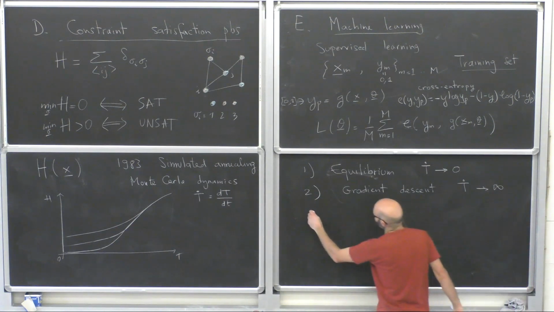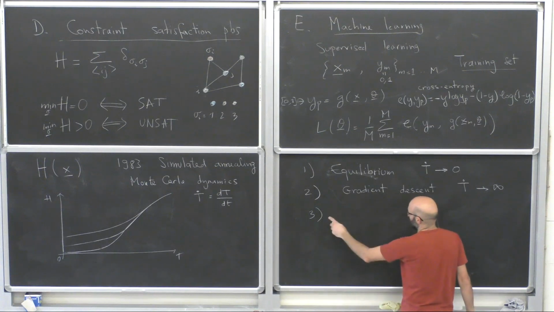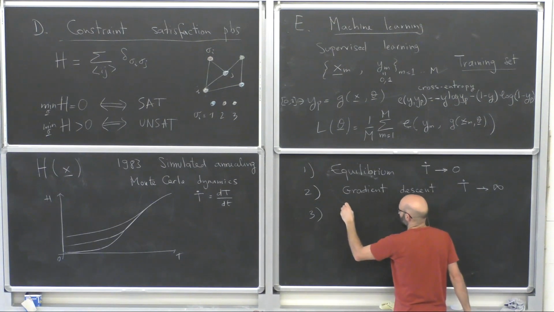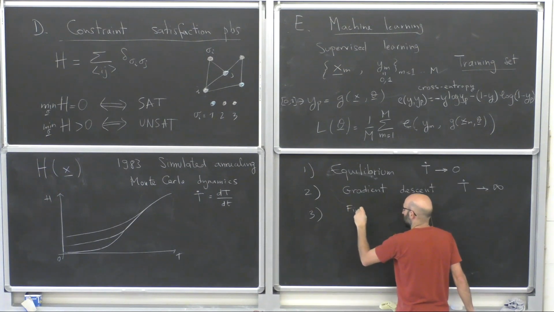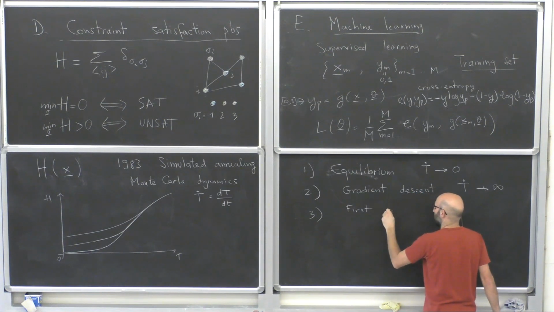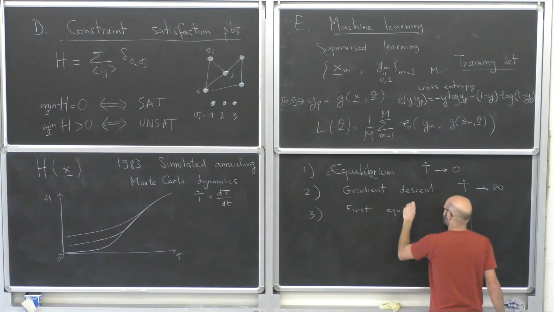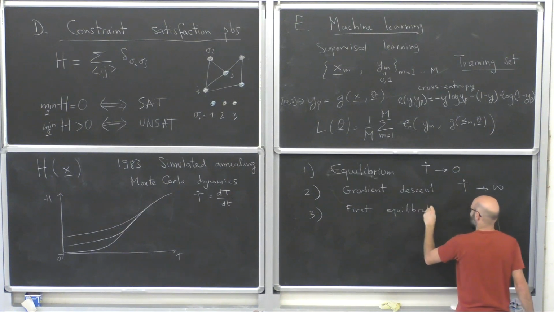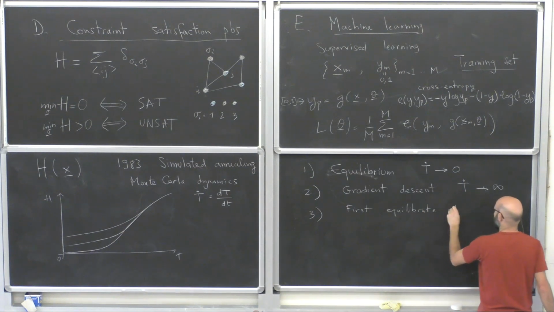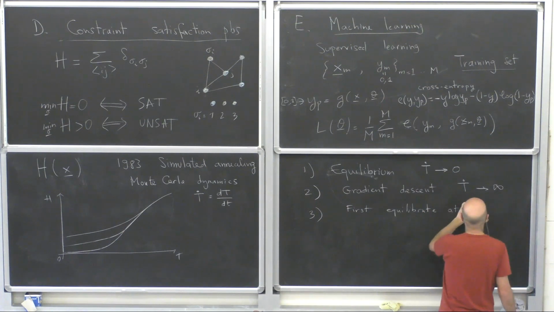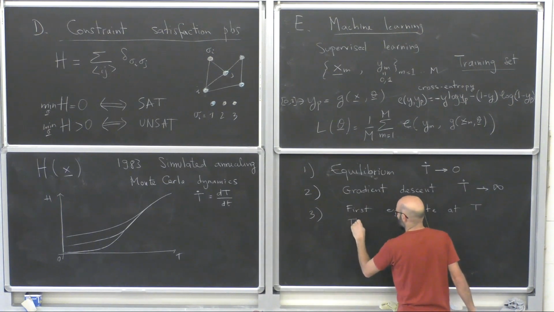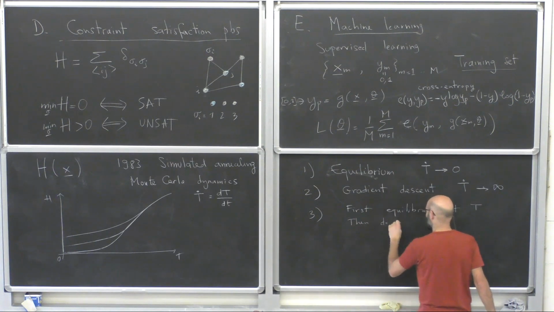And the third case I wanted to study was to first equilibrate at a certain temperature T, then do gradient descent.